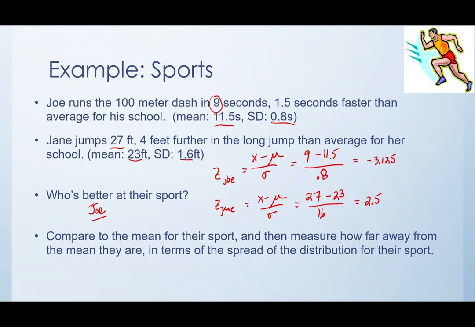Because if his z-score had been positive, that would mean he is slower than average and Jane wins, right? But he's faster than average, Jane jumps further than average, and Joe is just a little bit further away from the mean in a good direction. Okay, so that's it for z-scores. We're going to go on next to percentiles and quartiles.